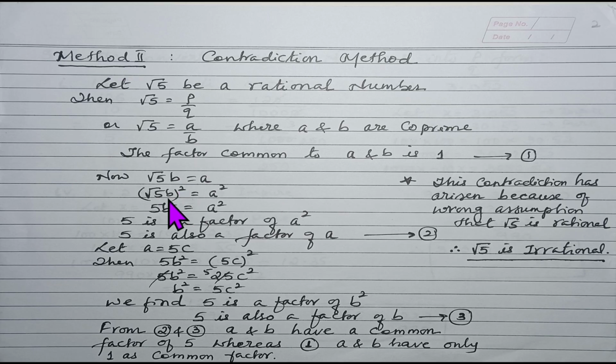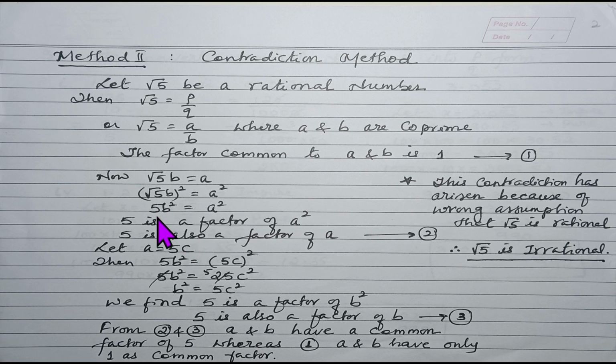Squaring it, we get (root 5 b) whole squared is equal to a squared, or 5b squared is equal to a squared. Now you find here that 5 is a factor of a squared, because 5 divides a squared. Therefore 5 is a factor of a squared. If 5 is a factor of a squared, then naturally 5 is also a factor of a, and that is the second important statement.